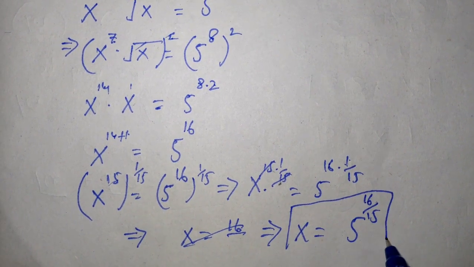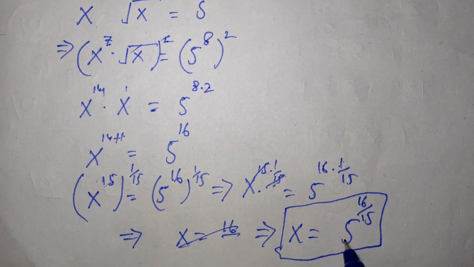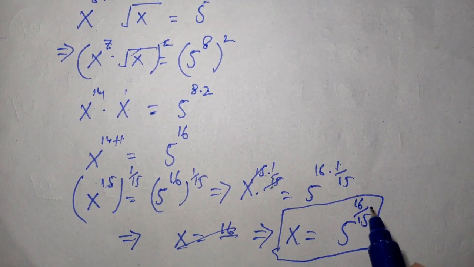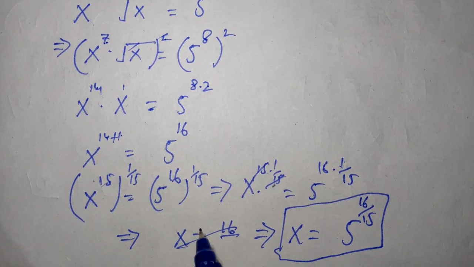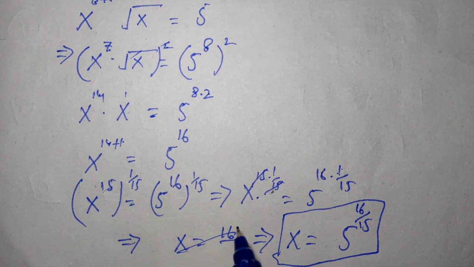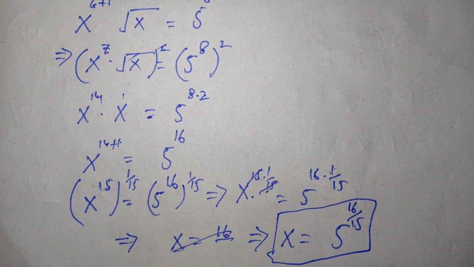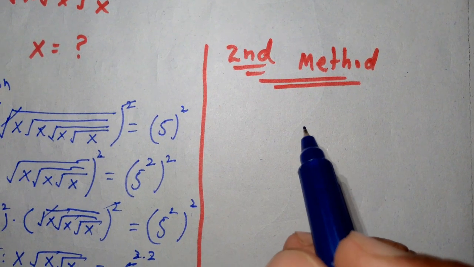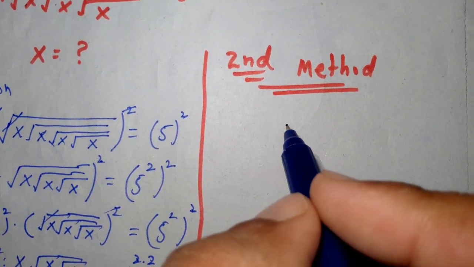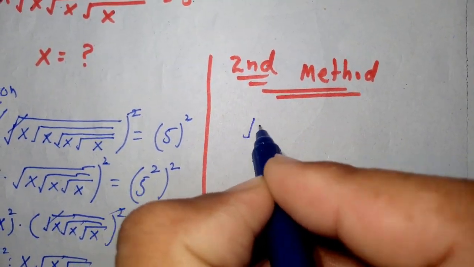And this is the final value of x, 5 to the power of 16 over 15. So this is the first method. Now we can also solve this by the second method. Let us solve this by the second method. We can write the question again.